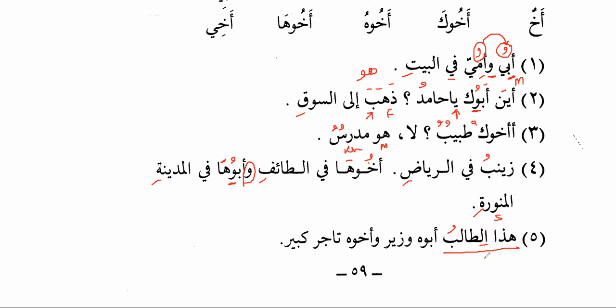This is one word. This is our mubtada. Abuhu wazirun. Hadha talibu. Abuhu wazirun. This is our khabar. And let me just explain the sentence first. Abuhu wazirun. And wa akhuhu tajirun kabirun. Now, this is mubtada. After mubtada, we know we have our khabar. So this whole sentence is another jumla ismiya.